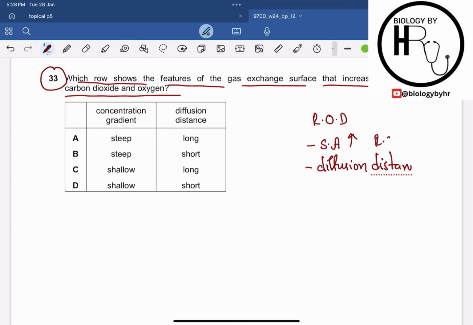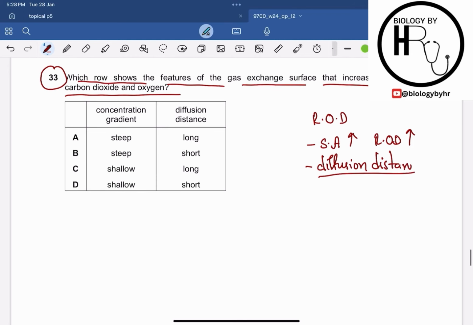More rate of diffusion will be there, and if there is a short diffusion distance, then the rate of diffusion will be increased, right? There will be more efficient rate of diffusion. So now let's look at the options. The concentration gradient would be steep if you want to increase the rate of diffusion, right? So diffusion distance would be short so that more efficient gas exchange may take place. So hence the answer to question 33 is option B.